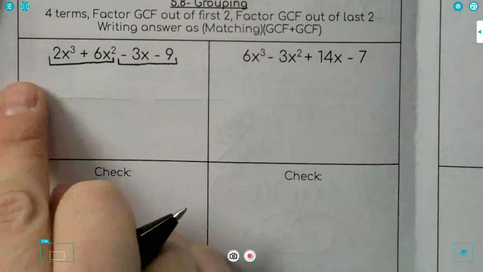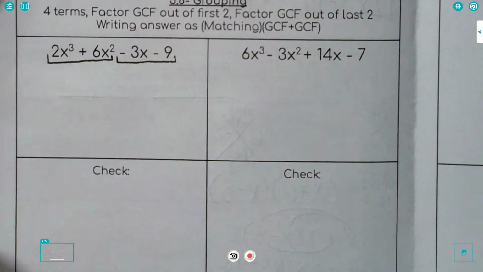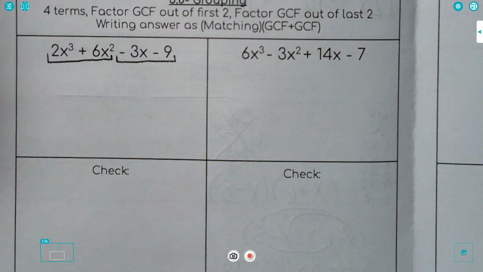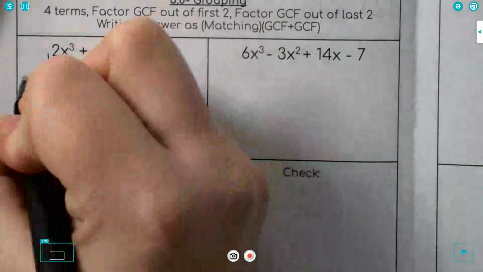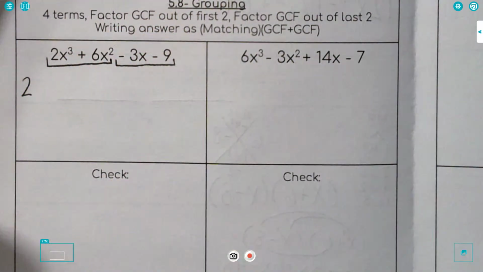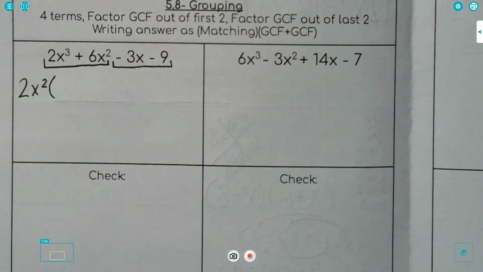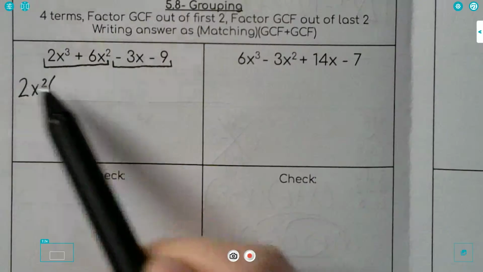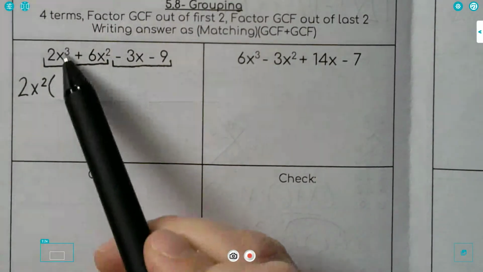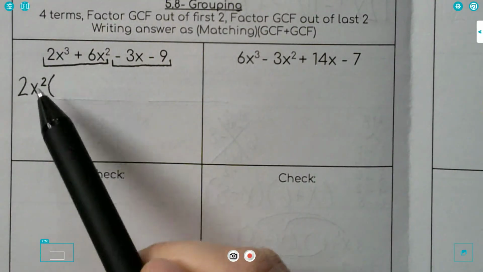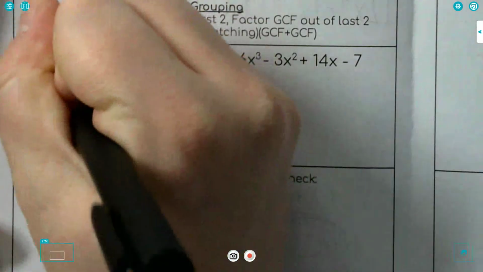Out of 2x cubed and 6x squared, what can I divide 2 and 6 both by? 2. Awesome. How many x's can I take out? 2. So 2x squared is my first GCF. So out of 2x cubed, I'm going to divide out that 2x squared. 2 divided by 2 is just 1. And then 3 minus 2 is also just 1.